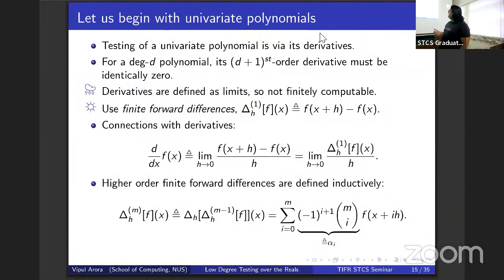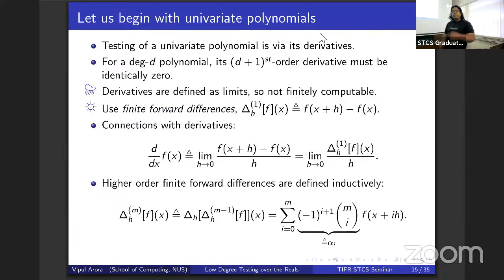And higher order finite forward differences are defined inductively. So if you take the nth order finite forward difference operator of f, it has this combinatorial form. You have the n+1 points over here of the form x+h up till x+nh. And the coefficients of these evaluations of f are the combinatorial coefficients n choose i with alternating signs. And for notation's sake, we say that n choose i with the alternating signs are defined as follows.